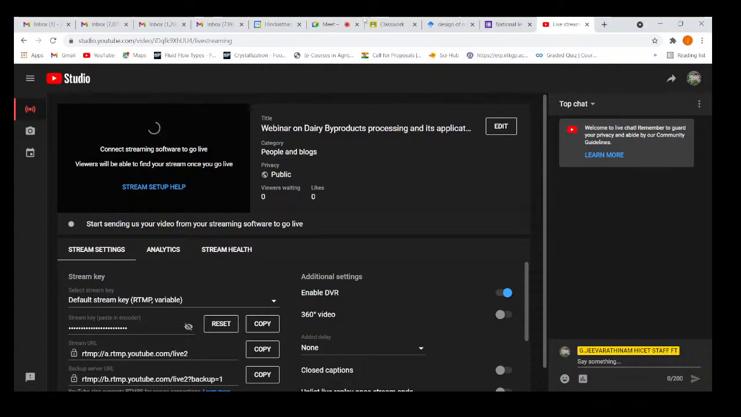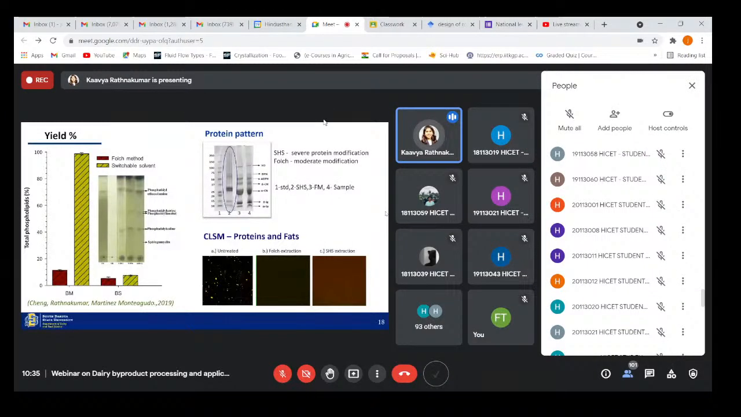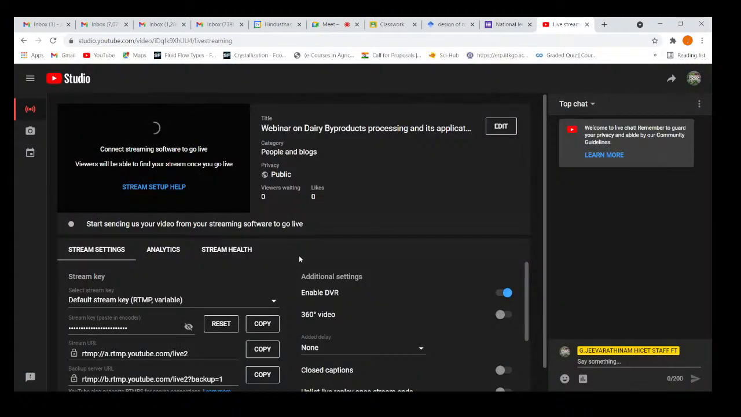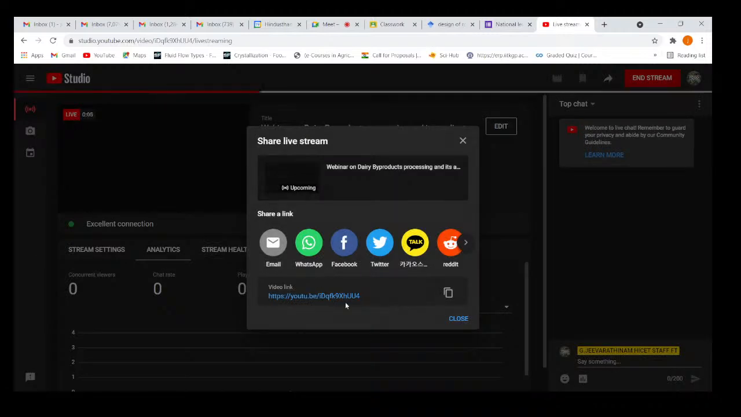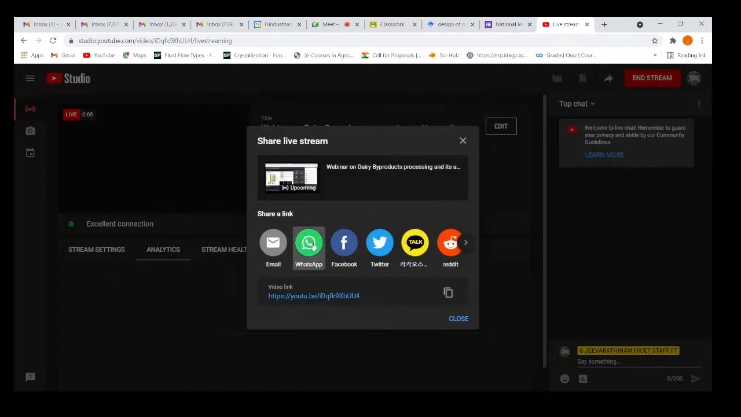Some dyes, which shows proteins, fats, phospholipids. I will also show the phospholipids in the future slides. And then this shows how the proteins and lipids have been interacted and how it has been disrupted when we are using the Folch extraction and the switchable solvent extraction.